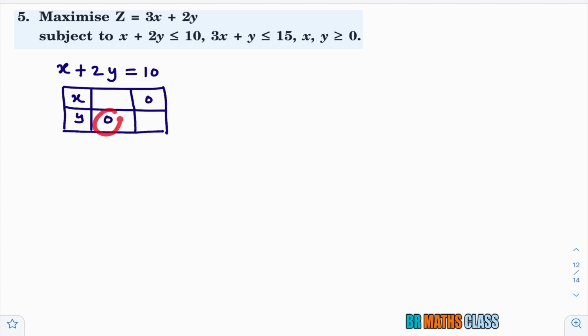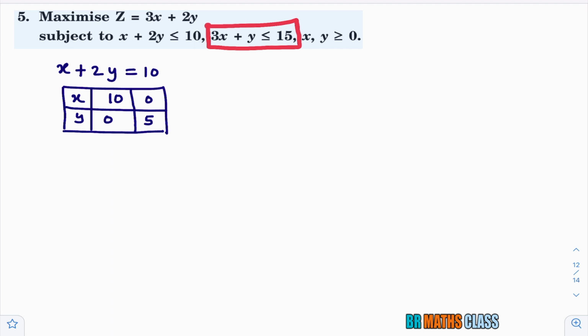Now, you put y equal to 0 in this equation. Then you will get the x value. The x value is 10. You put x equal to 0 in this equation. Then you will get 2y equal to 10, y equal to 5. So, now I know 2 points, (10, 0) and (0, 5), on this line. So, I can draw this line. Before drawing this line, I just want to consider this inequality also.